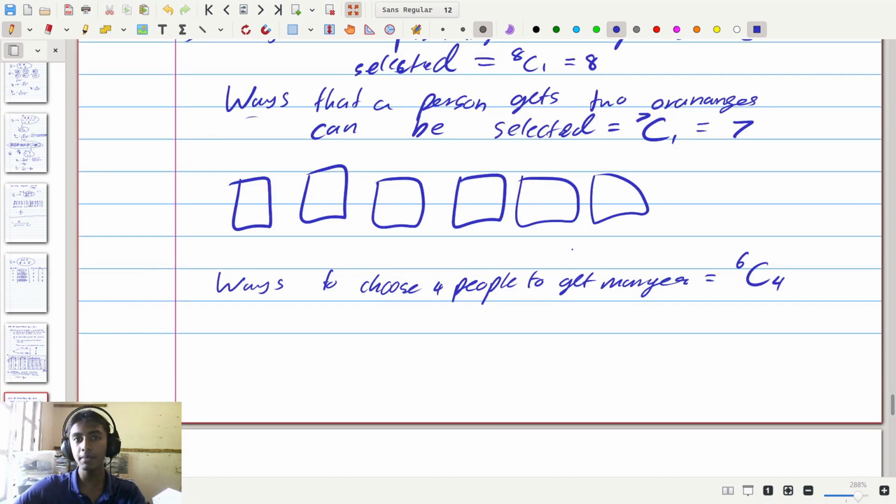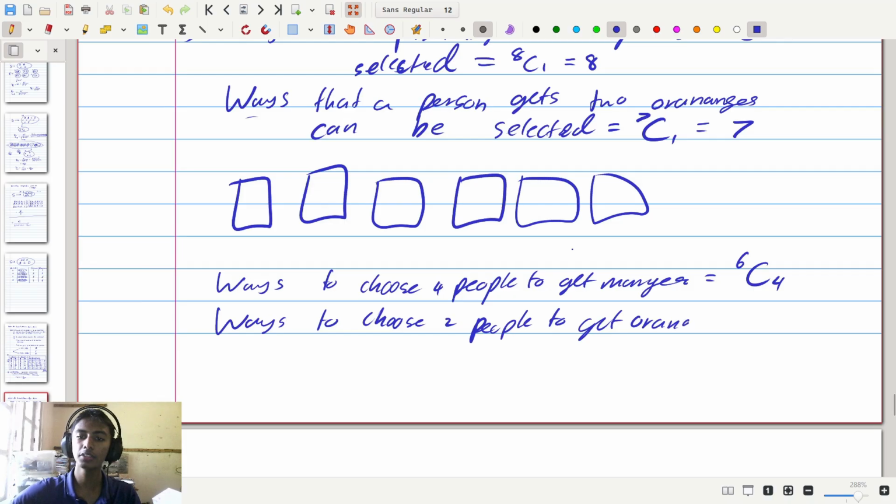And for the remaining people, once we give the 4 mangoes away, we only have 2 oranges and we only have 2 people left to give them to. So therefore, the ways to choose 2 people to get oranges is equal to 2 choose 2, since we need to choose 2 people out of those 2 people to give the oranges to, which is 1. So it doesn't really matter, as I said, but we could write it like this even though we know that it doesn't really matter. So now we have 6 choose 4.